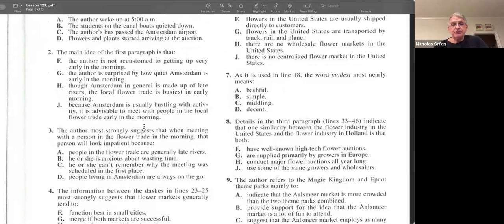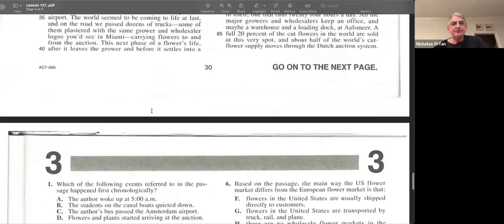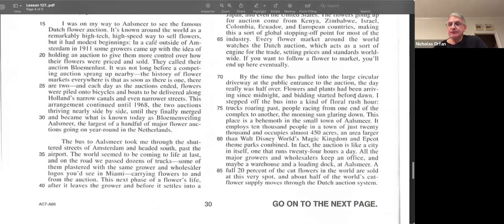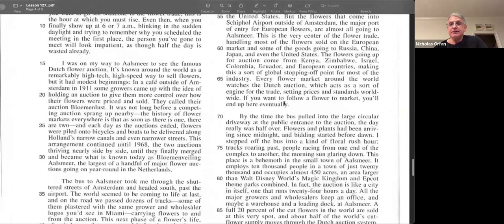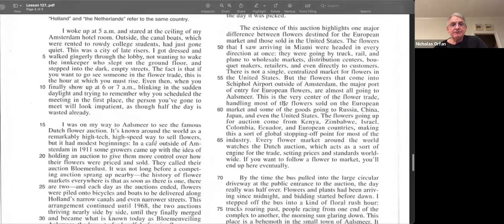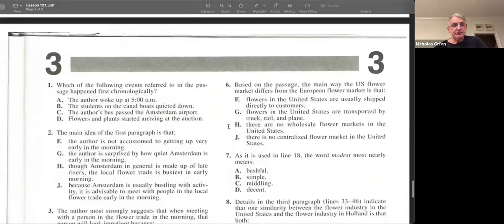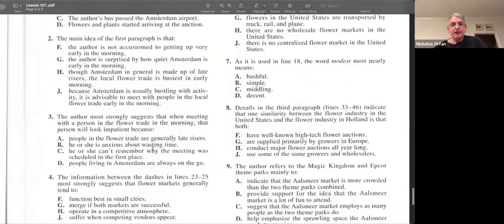So if you look at the passage, by the time you get there, let's see, here you go. The person you've gone to meet will look impatient, as if half the day is wasted. So they're anxious about wasting time. So it's right there in the text. So the right answer here, he or she's anxious about wasting time. So the right answer is B to 3.